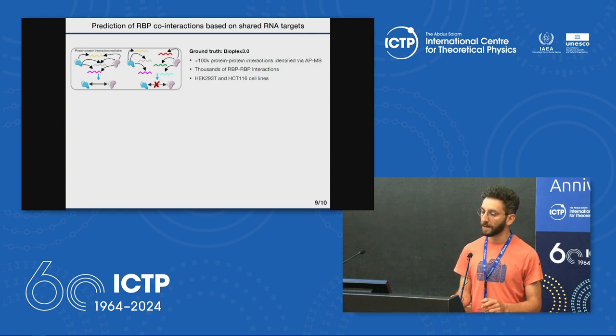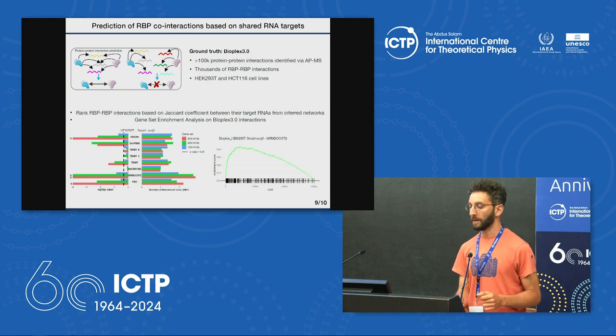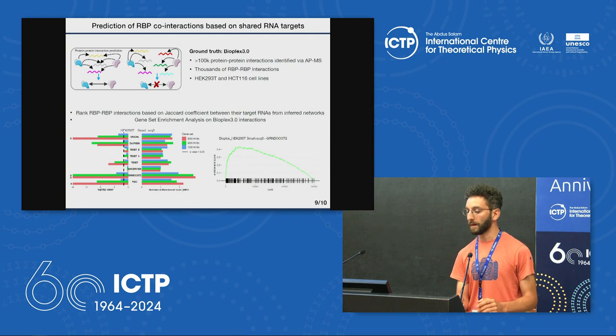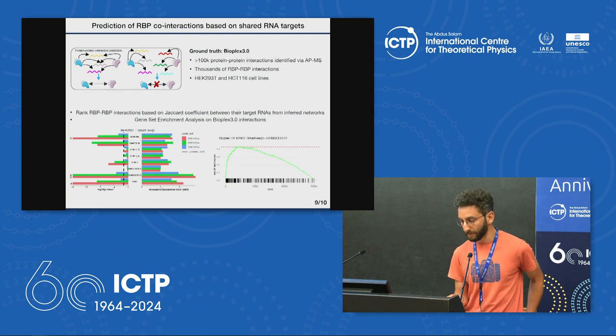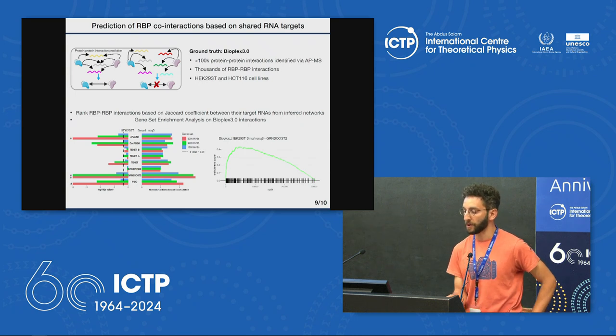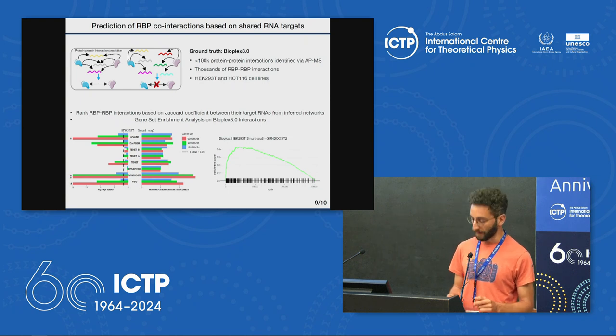We selected single-cell RNA-seq datasets from the same human cell lines, and then we ranked the pairs of RNA-binding proteins according to the Jaccard coefficient between their target RNAs obtained from the inferred networks. Next, we performed a gene set enrichment analysis considering the BioPlex interactions as ground truth. And you can see in the plot on the left that we obtained a strongly significant enrichment for several gene regulatory network inference methods, in particular GRNBoost2, for which I also show the enrichment plot on the right, in which you can see that there is an enrichment for these BioPlex interactions in the top ranking predicted interactions.